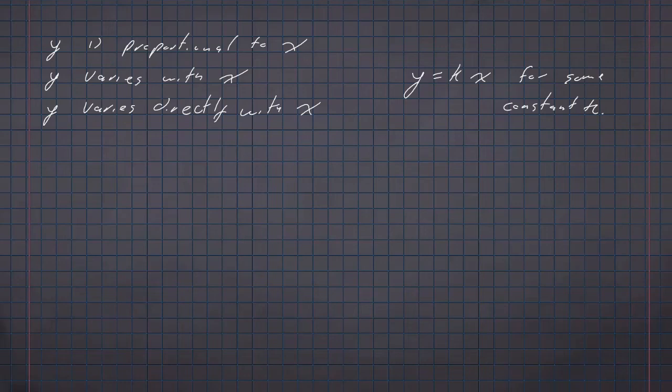If you know a particular situation, then you can use that particular situation to figure out the value of k. And then if you have the value of k, you can use that to figure out more situations, right? If you know what k is and k is constant, then if you pick a different x and y for the same situation, if you know one, you can calculate the other.